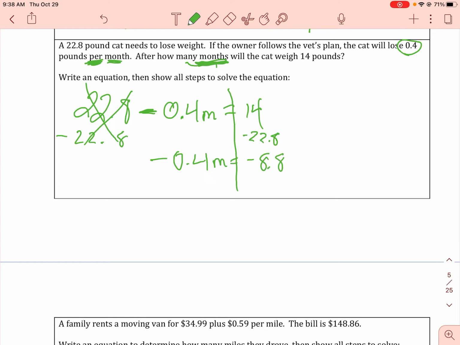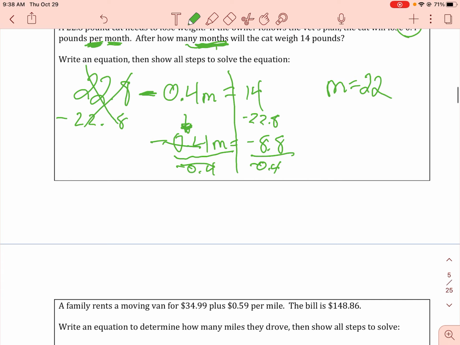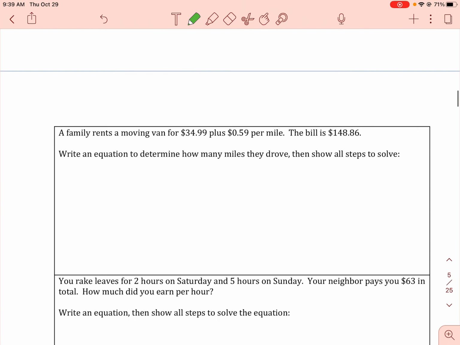And now I have to get rid of the number in front of the variable. So that is multiplication. By doing so, I divide by negative 0.4. We have to divide by a negative to get rid of that number in front, the coefficient. Negative 8.8 divided by negative 0.4 gives me 22. So in 22 months, that cat will weigh 14 pounds.